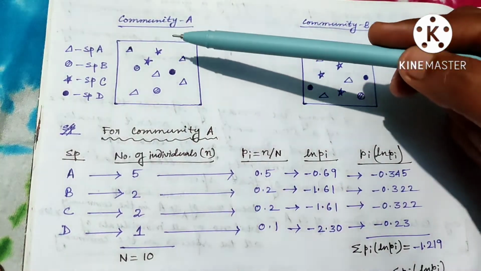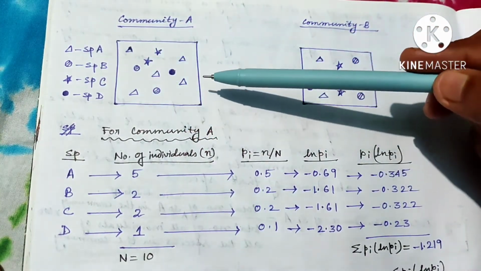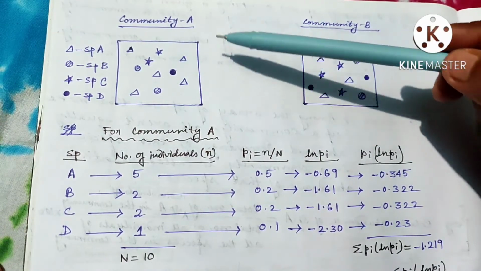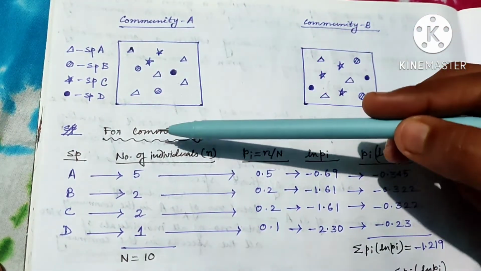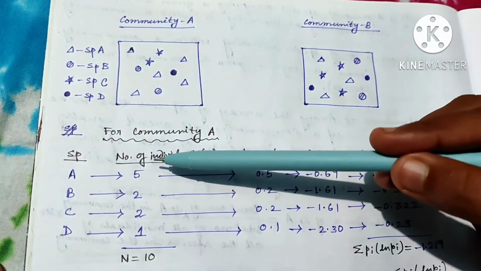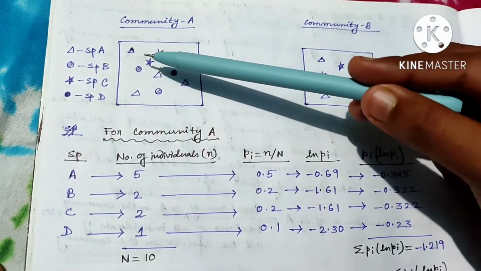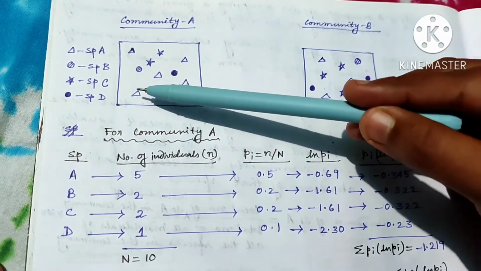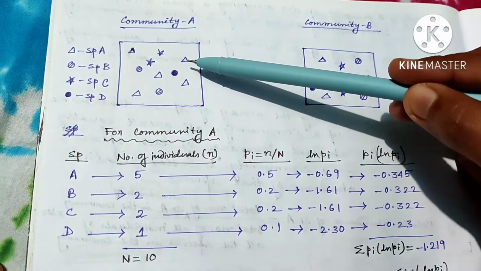But see here, in both communities their relative abundance, or their number, is actually different. For community A, species A has 5 individuals. This is species A, the triangle, which has 5 individuals.